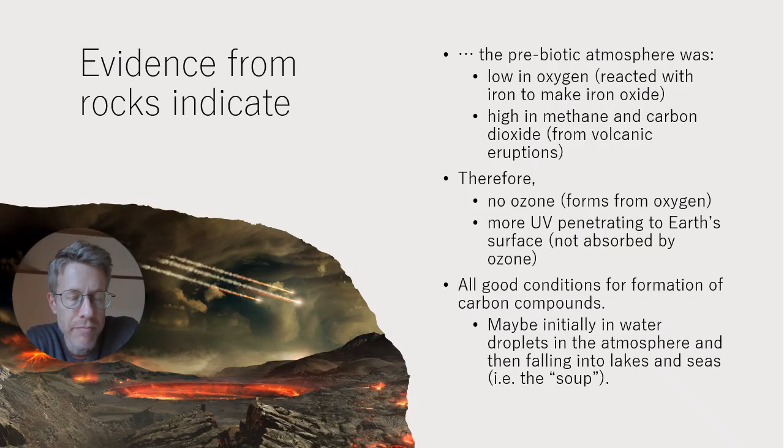And if that was happening today, that would be a bad thing because UV light is harmful. But we believe that in the prebiotic Earth, it actually provided the energy for the formation of carbon compounds. And it's thought that maybe these formed in the atmosphere where there was a lot of water vapor, and that maybe these compounds fell down into lakes and seas on the Earth, and over time the first cells formed from those carbon-based compounds.